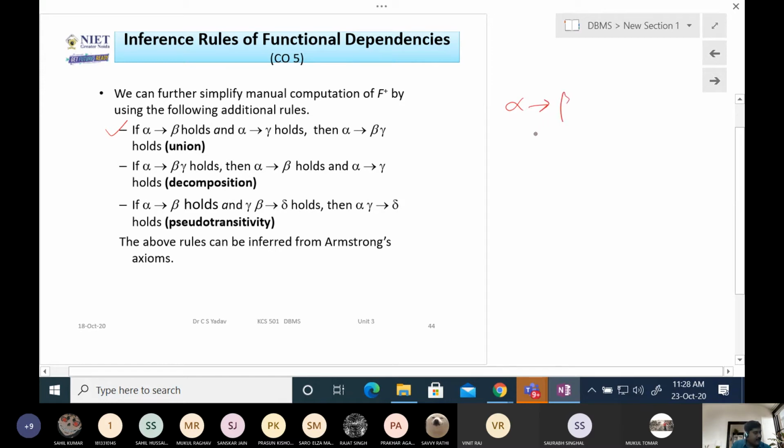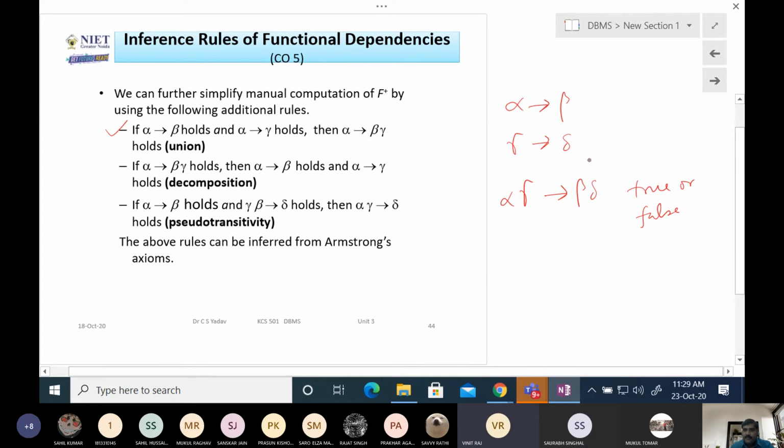Alpha determines beta, and gamma determines delta. Then is it true or false that alpha gamma determines beta gamma? Please let me know. Sir, it will be true. Prove it.